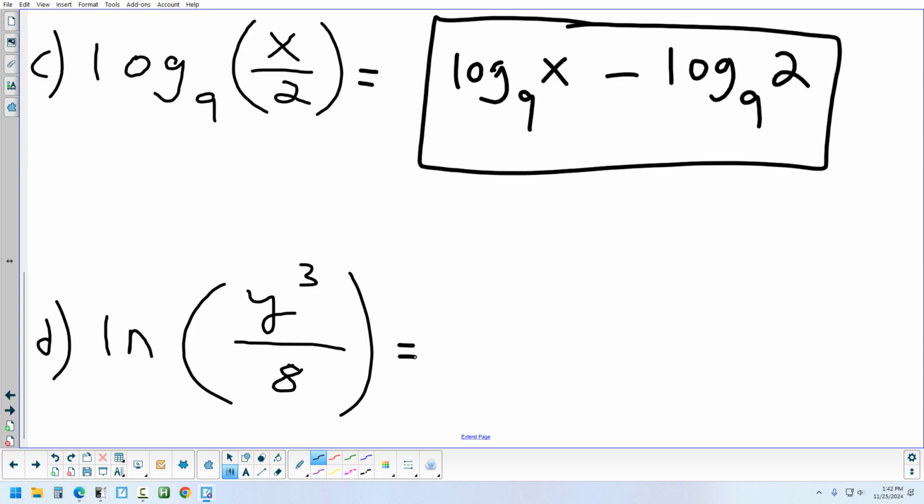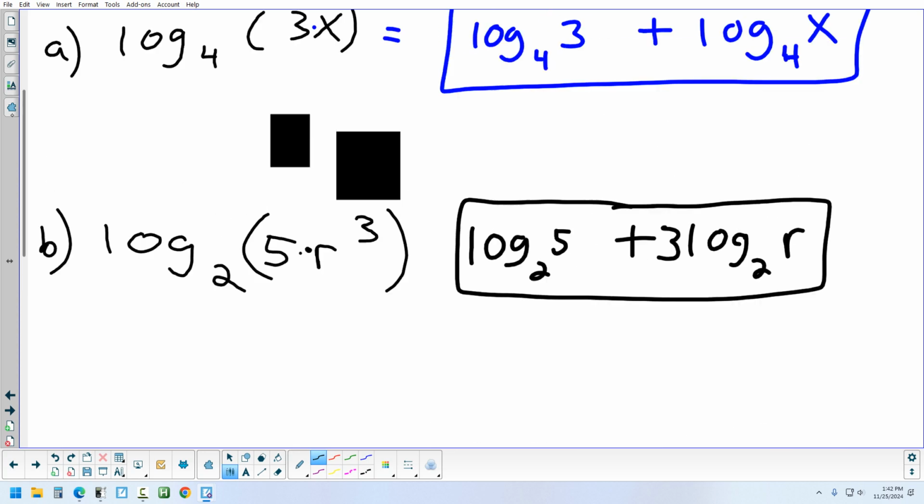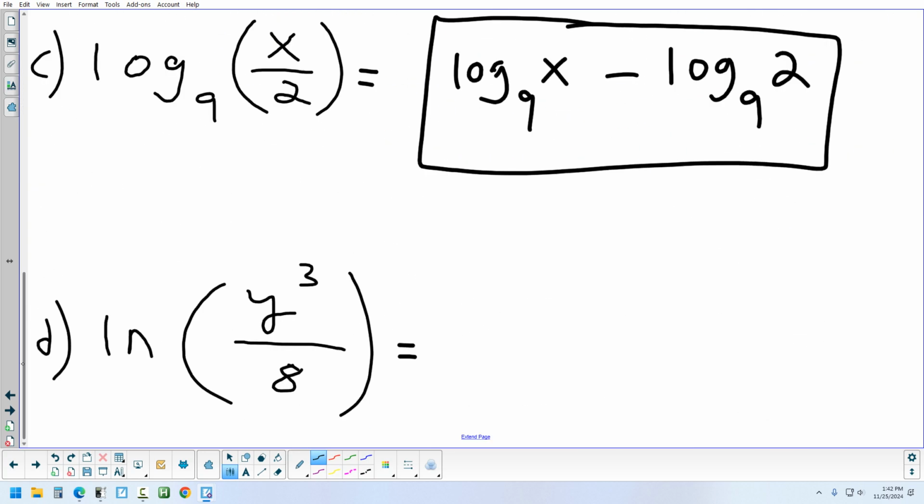So now we did it with base 9. We did it with base 2. We did it with base 4. What base are we using here? We're using e. We don't write base e. We're going to write it just the way they wrote it, ln. So this is going to split into 2 ln's. But is it an addition or subtraction?